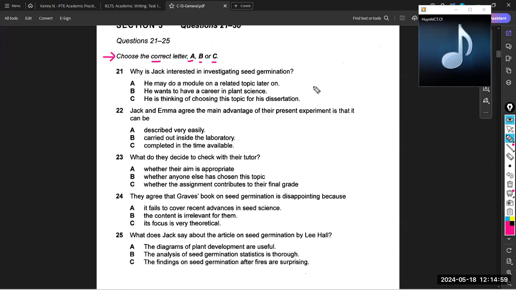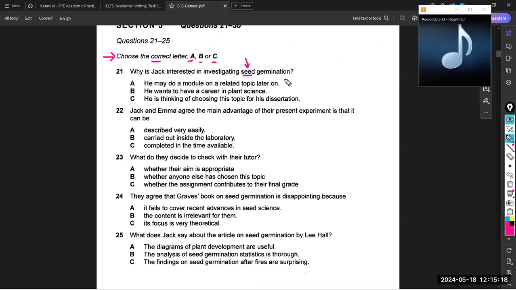We've got to choose a topic for our experiment, haven't we, Jack? What do you think? Were you thinking of something to do with seeds? Okay, seeds, that's right.